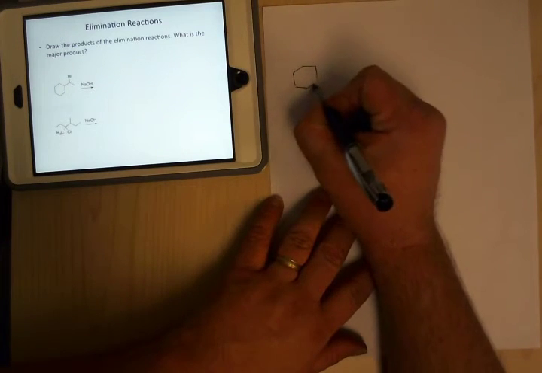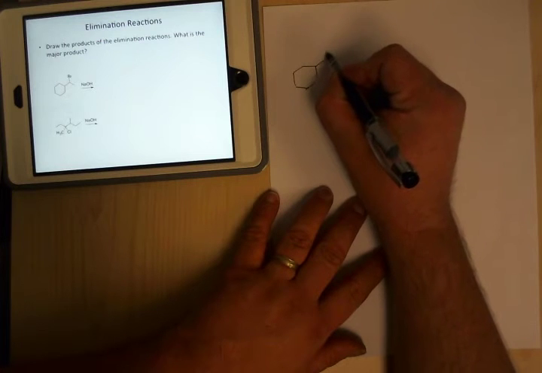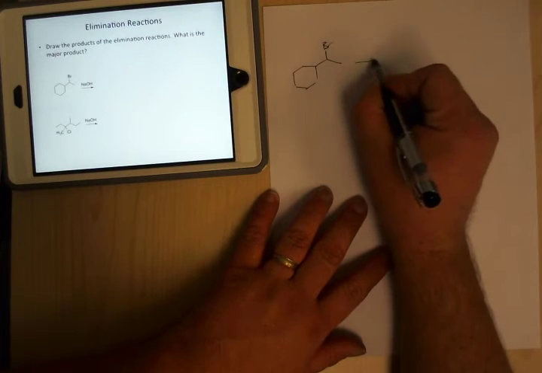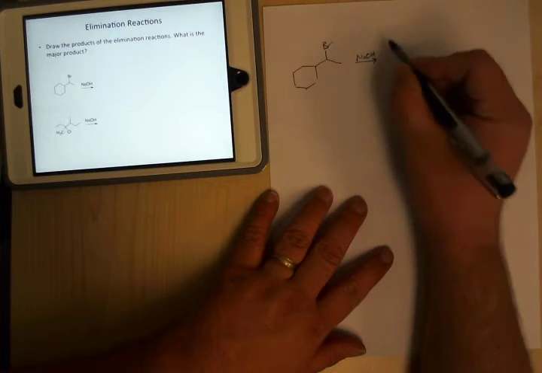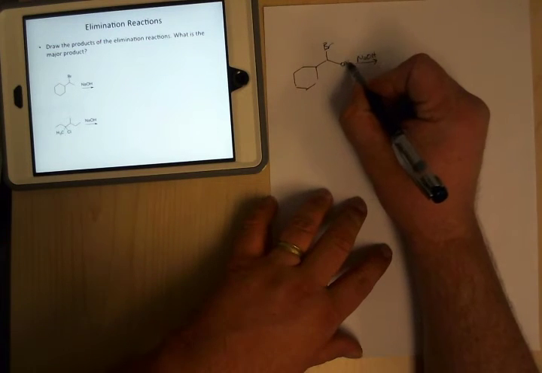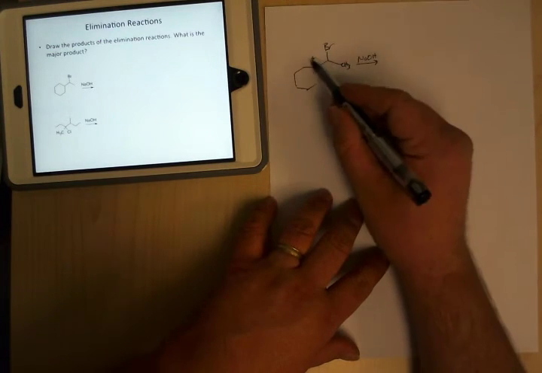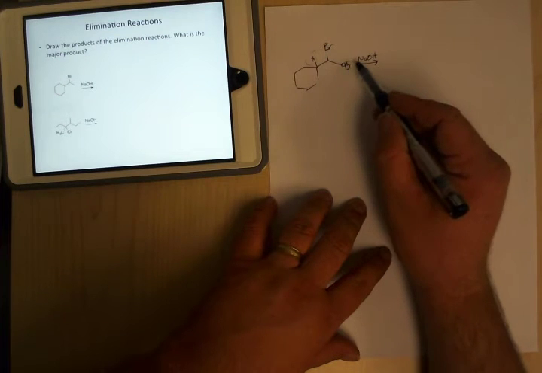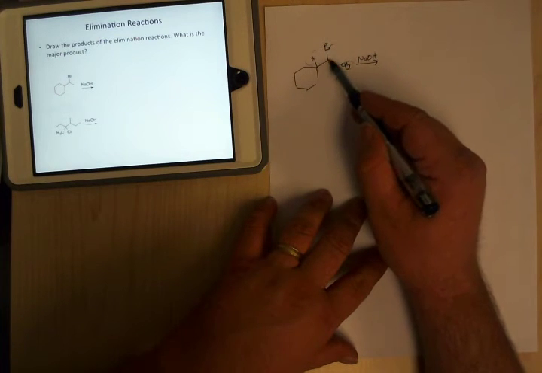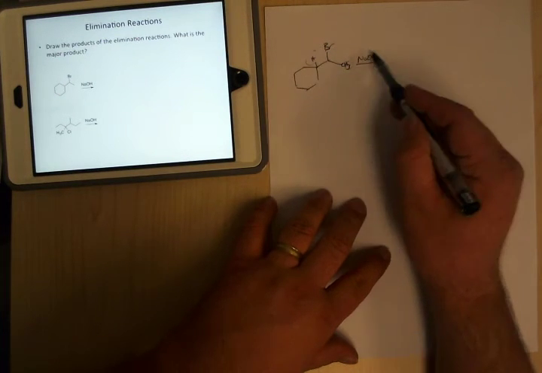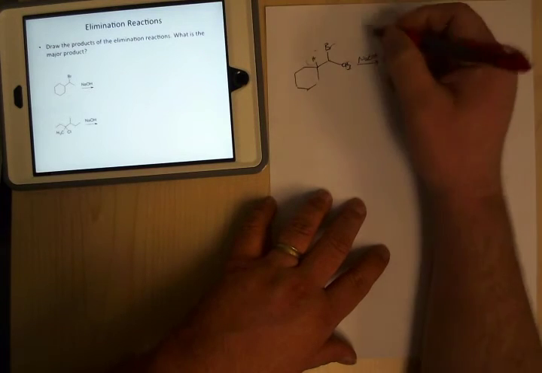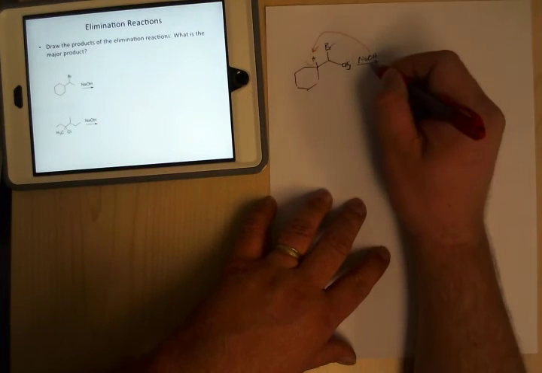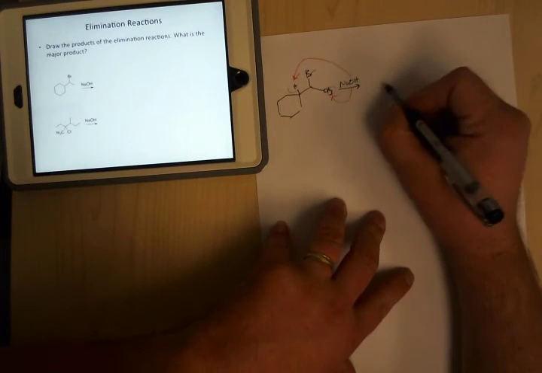So here's the reaction. Draw the products of the reaction. Here we go. Sodium hydroxide, so this is the base. This is a CH3, this is an H. You're going to have a hydrogen next to where the leaving group is, in order for the base to be able to do this. So it can either come this way or it could come that way.